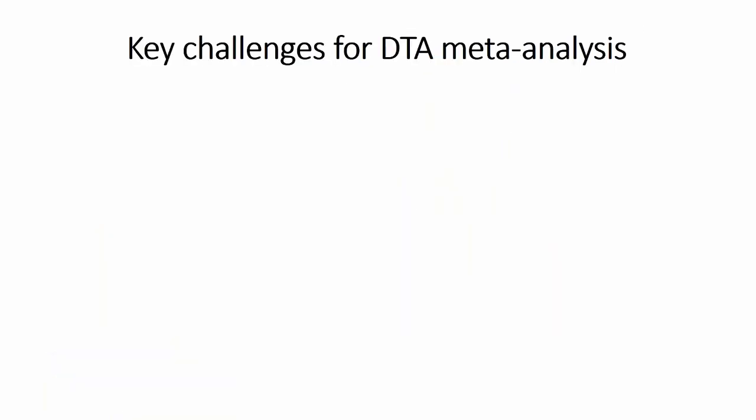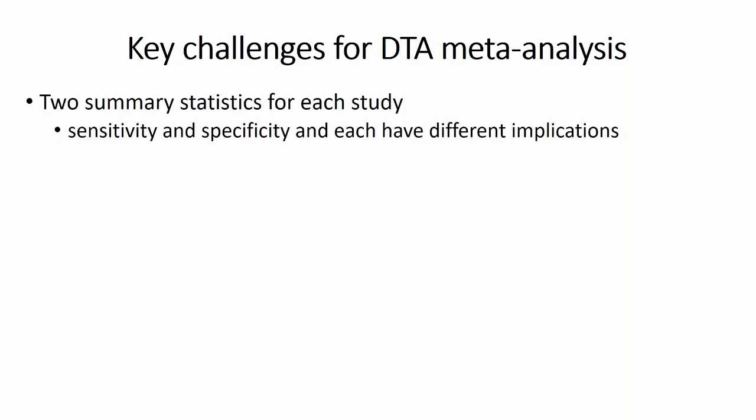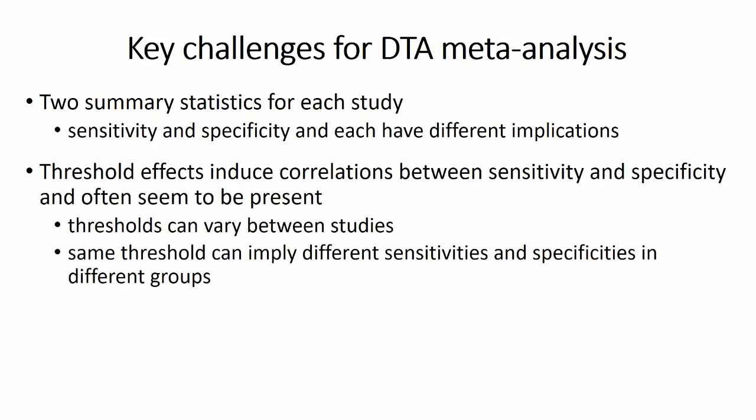Okay, so we do have challenges in DTA meta-analysis, as those of you who've done them may be aware of. So we've got 2 summary statistics for each study, which is our sensitivity and specificity. And each of these have different implications in terms of the consequences of test errors. So in terms of sensitivity, we've got false negatives, and specificity, we've got false positives. And so we need to think about those carefully.